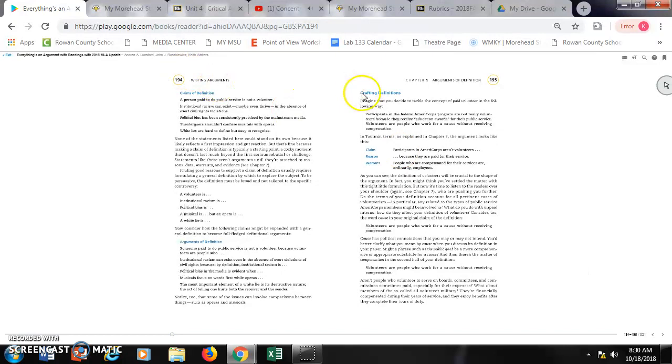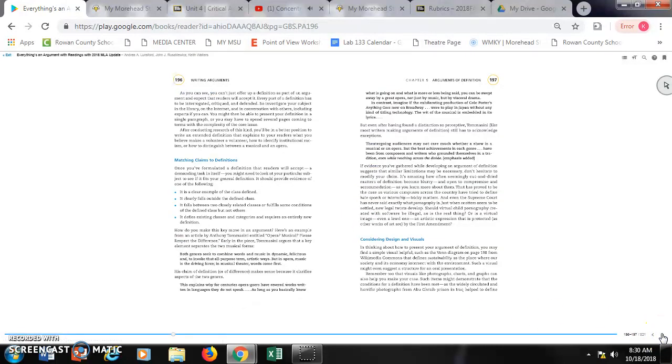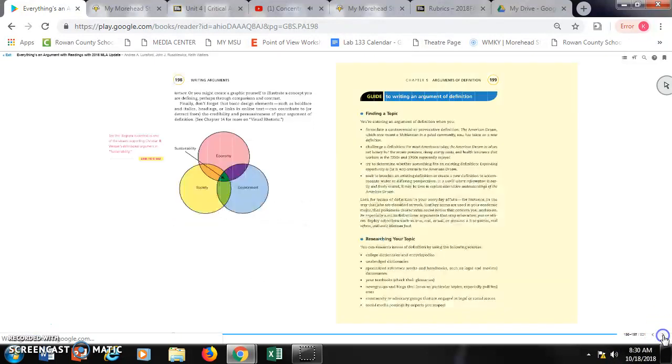Notice that there are also crafting definitions, so that you have different ways presented here in your textbook of how to craft your definition. You must also create a claim that helps you to argue that specific definition. You can imagine that this can be really useful, as people may not agree as to what a definition of something really is. For example, the definition of marriage.